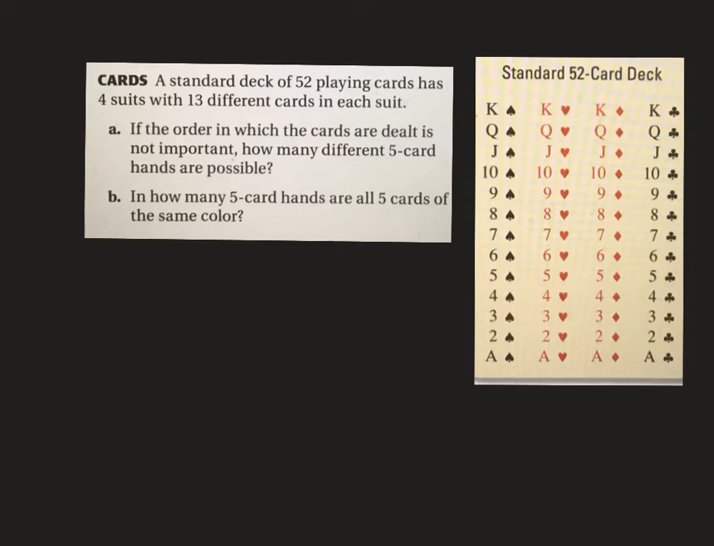Part A says, if the order in which the cards are dealt is not important, so you're going to get a hand of cards. Think about it. If you're dealt a hand of cards, it doesn't matter which order you get the cards in, you still have the same hand. How many different 5 card hands are possible? That would be this. That'd be 52C5. All right, so you'd have to work this out. You'd have to say, okay, that's going to be 52 factorial over 47 factorial times 5 factorial.